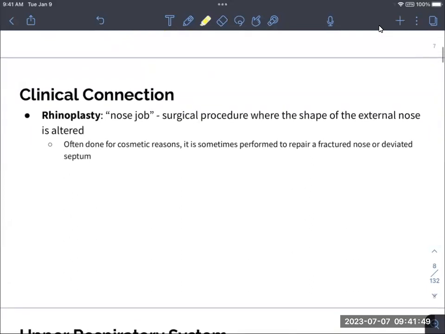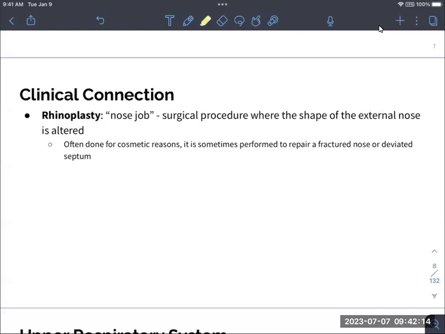A rhinoplasty. This actually deals with your nose. It's having a nose job. It's where that whole external portion of your nose gets altered. People do it for cosmetic reasons because they want their nose to look a certain way. But there's other reasons to get a nose job done.